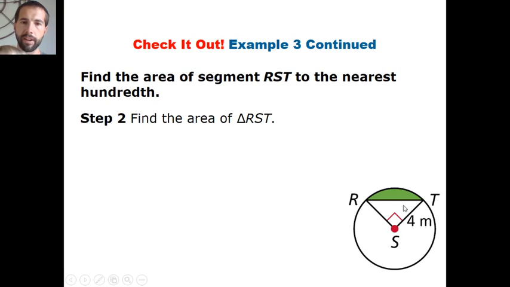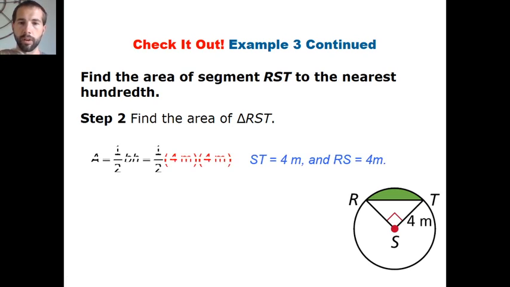Now we want to find the area of the triangle RST. So luckily this is a right triangle. The radius of this circle is 4 meters, so that means that the base and height are both 4. If it wasn't a right triangle, you wouldn't be able to do that. The base and height wouldn't just be whatever the radius is. It only works when we have a right triangle. So we're going to do 1/2 times base times height, so 1/2 times 4 times 4, and that becomes 8. So the area of the triangle is 8 square meters.